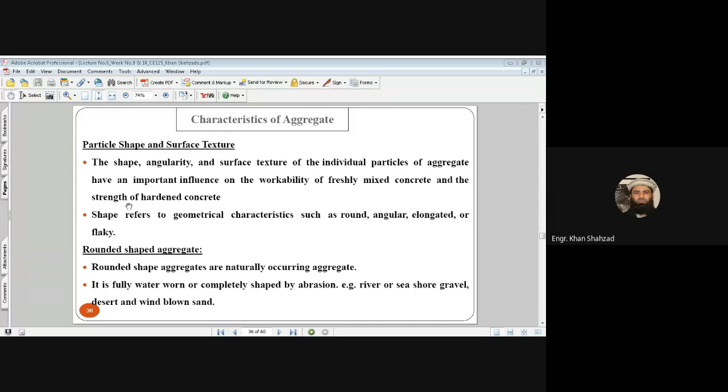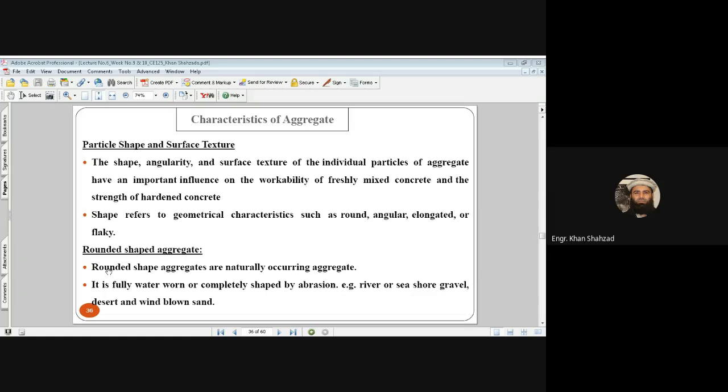Now coming towards the particle shape and surface textures. We have already discussed this in the previous lecture. The shape, angularity, and surface textures of the individual particles of aggregate have an important influence on the workability of freshly mixed concrete and the strength of hardened concrete as well. If you remember from the properties of the fresh concrete and the properties of the hardened concrete, we have discussed this. Shape refers to geometrical characteristics such as rounded aggregates, angular aggregates, elongated aggregates, or flaky aggregates.